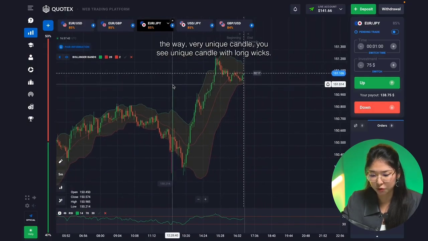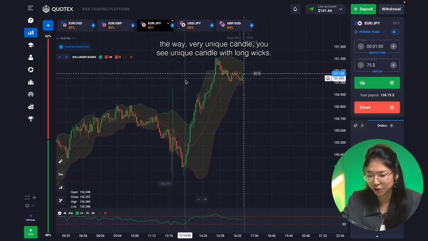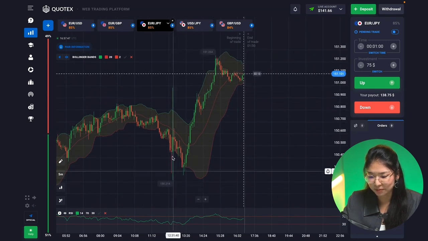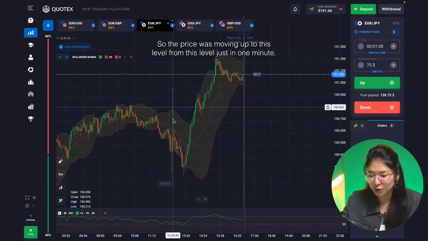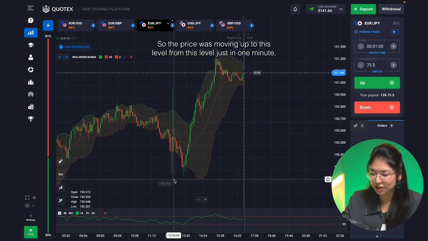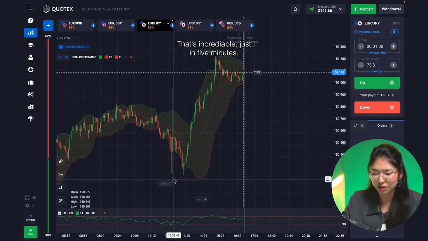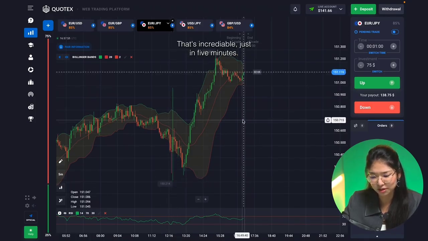By the way, a very unique candle. You see a unique candle with long wicks. So the price was moving up to this level from this level in just 1 minute, and that's incredible, just in 5 minutes.